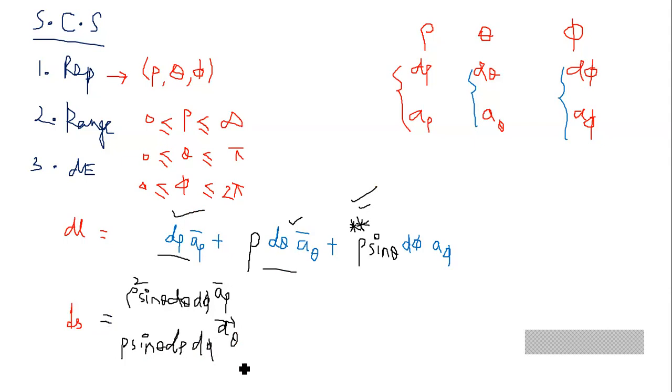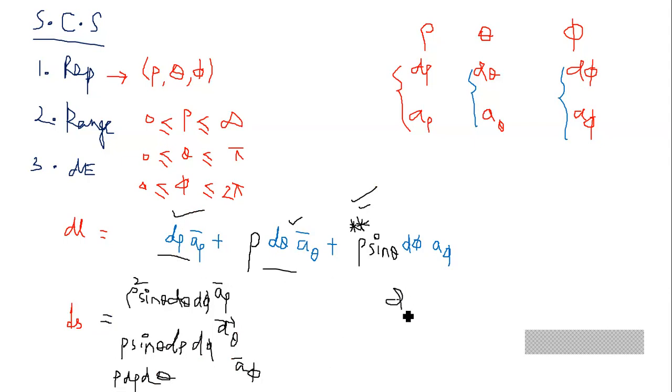Similarly, if you want to write for a phi, what you need to do? You need to discard a phi and write the remaining two terms. Then what would be the expression here? Rho d rho d theta. That's it. That's all. These two terms, rho d rho and d theta. This is the formula for the surface.